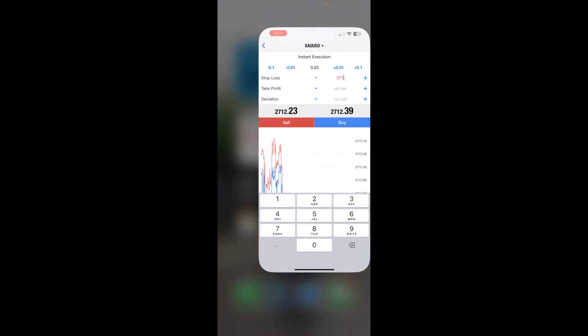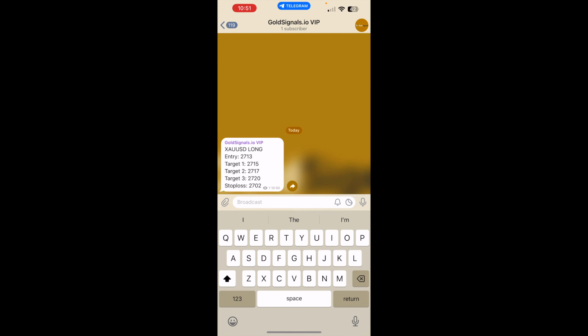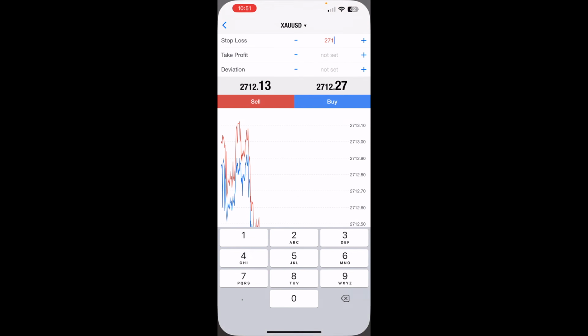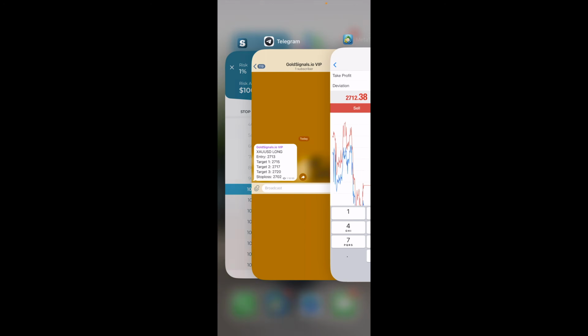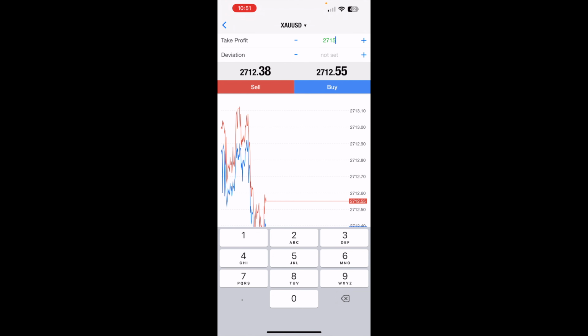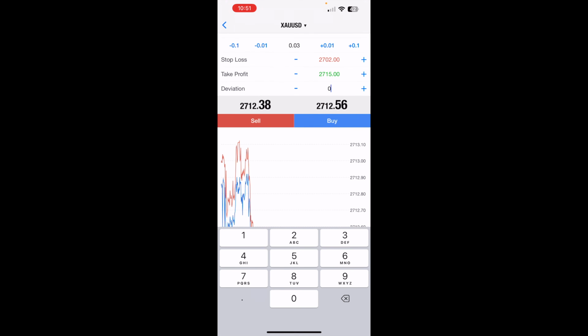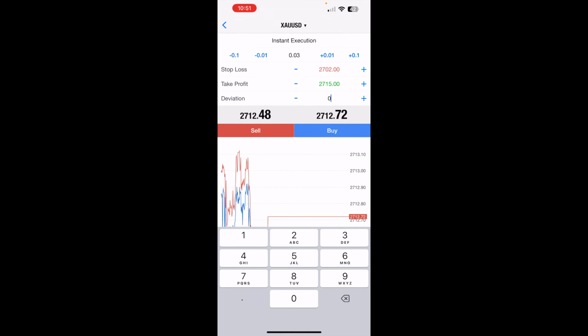We're going to go ahead and enter our stop loss. We're going to look at our trade and find that the stop loss price is 2702, so we're going to mark in 2702. Our take profit 1 is 2715. Our deviation, we're going to keep that at 0. This is all the information you need.